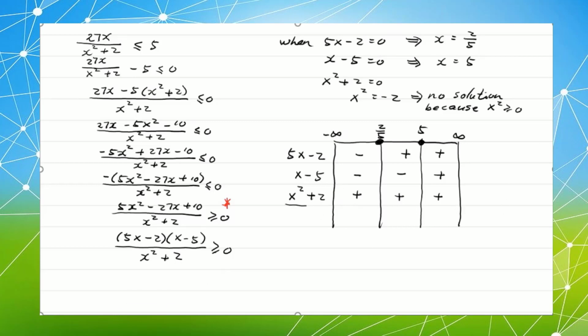Now we need to combine all these results so that we can find the final result, which is for 5x minus 2 multiply x minus 5 divided by x power 2 plus 2.